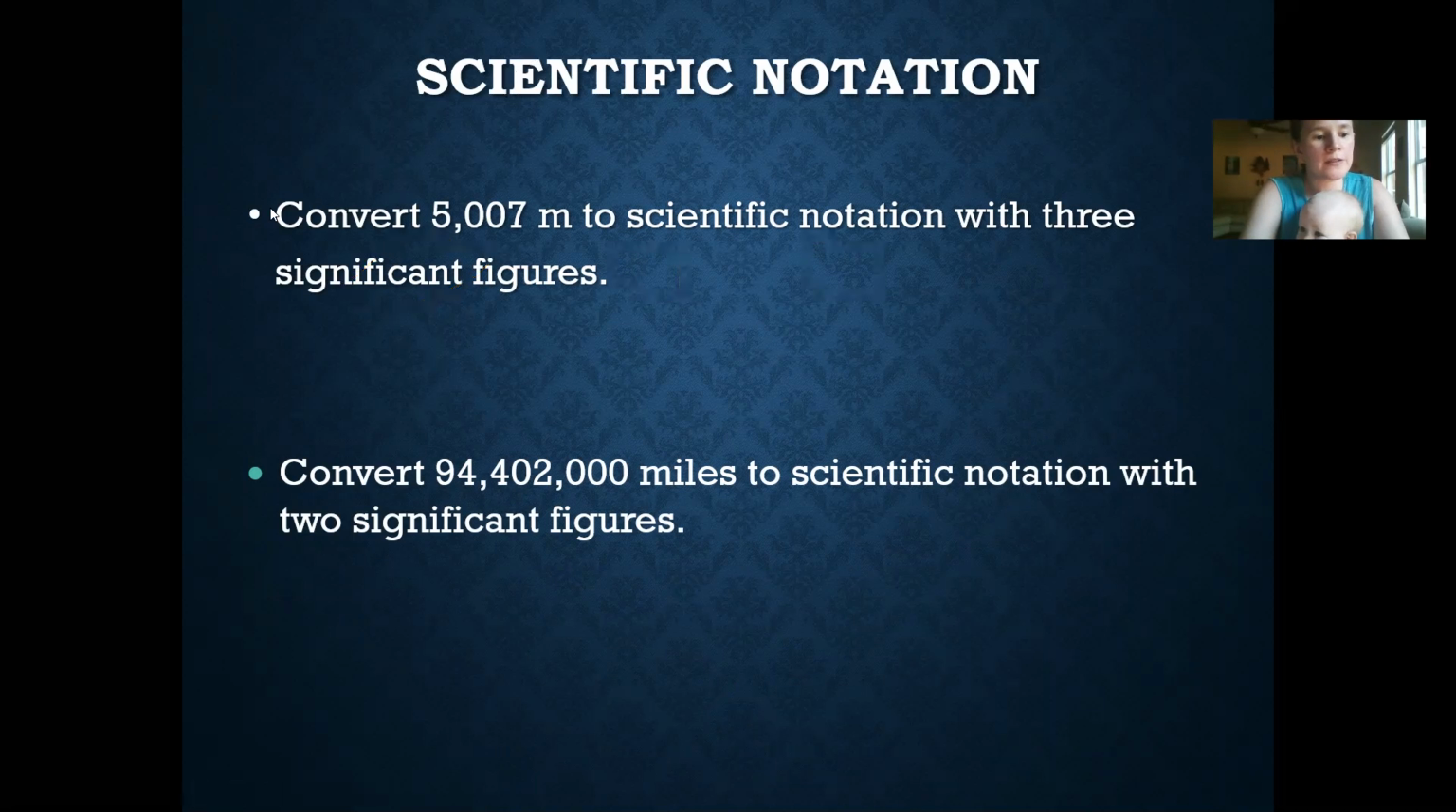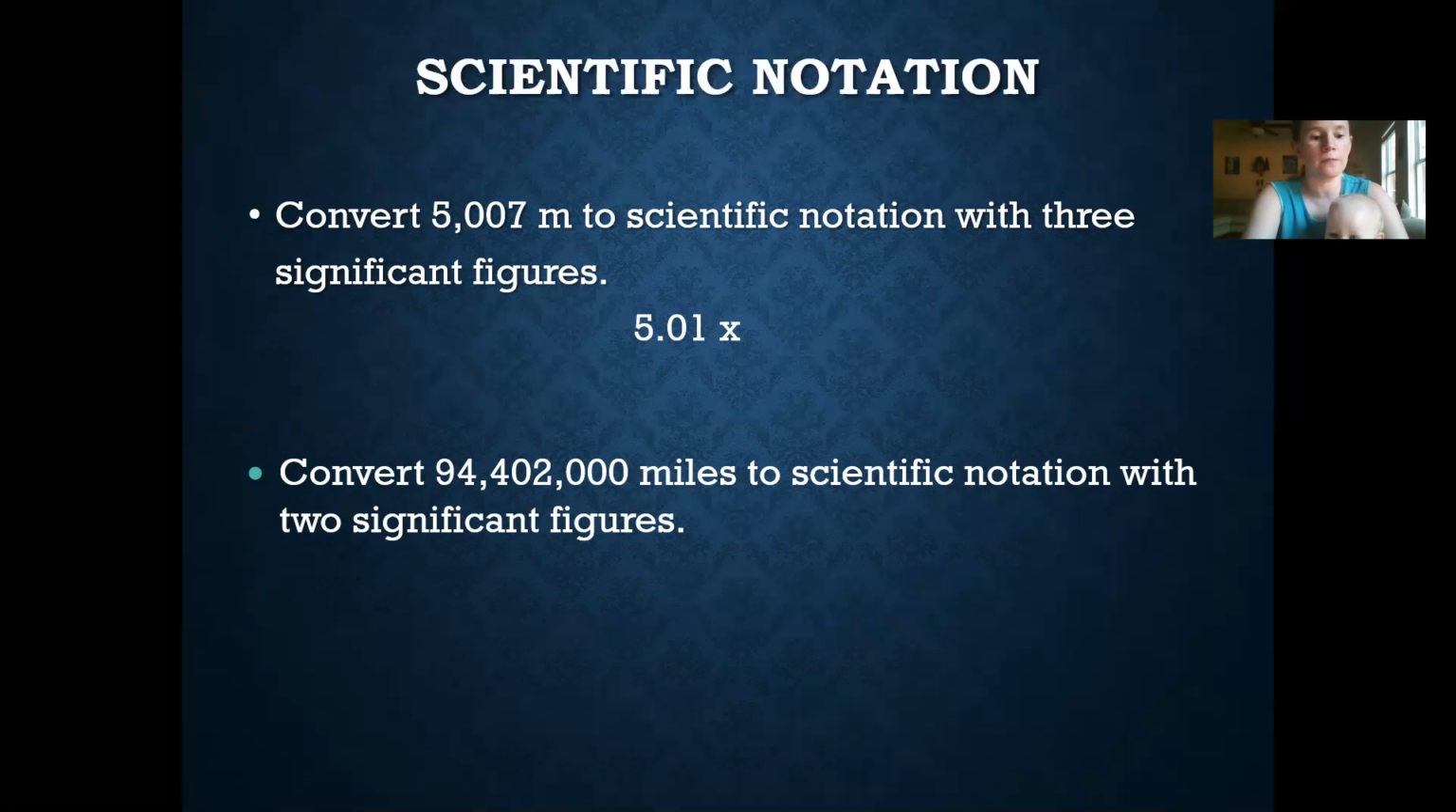So let's practice this a little bit more. How do you convert 5,007 meters to scientific notation with 3 significant figures? So it's going to be 5 point something because there can only be 1 digit to the left of the decimal point. You need 3 significant figures, so it needs to be like 5.00, right? Wrong. You also have to round up because the last figure is a 7, so it becomes 5.01.